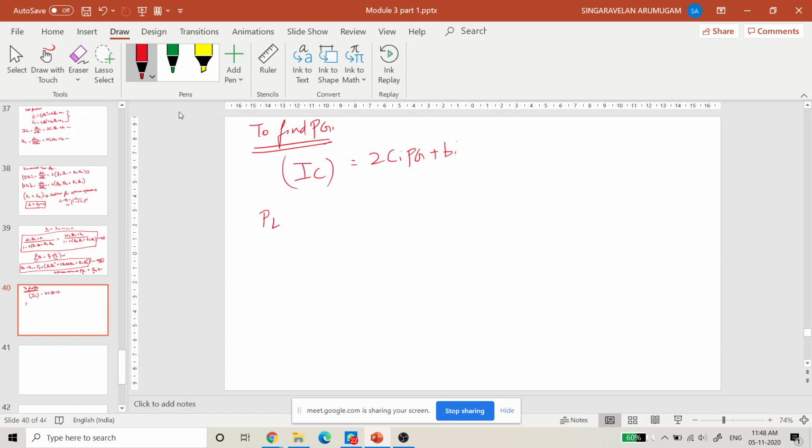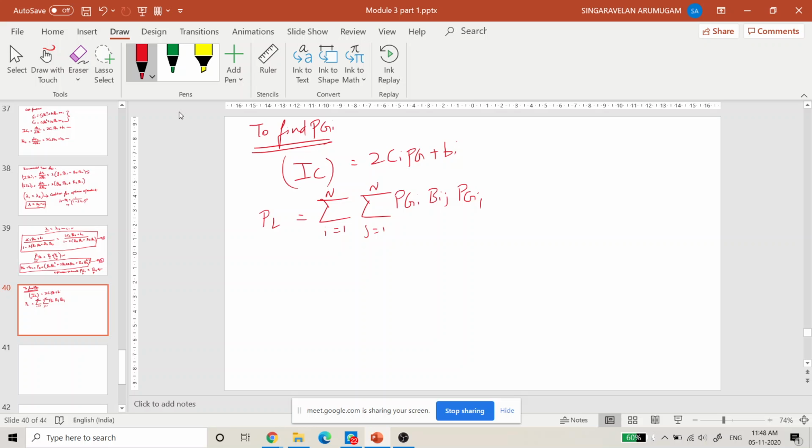And then PL, in a generalized way, I will write: i equal to 1 to n, j equal to 1 to n, PGi Bij PGj.